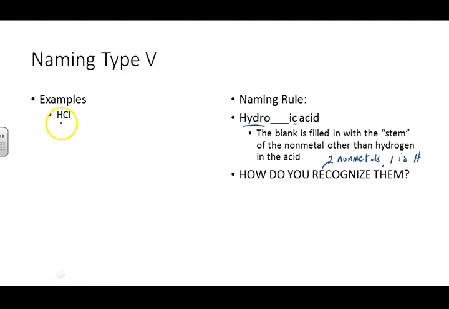There's some examples. HCl. Okay, we have two nonmetals, hydrogen and chlorine, and that makes it an acid. Since it has only two elements present, it's this type of acid, a binary acid. So we will name this hydro something ic, and then the word acid. What goes in here is chlor. So this would be hydrochloric acid, chlor named after Cl.